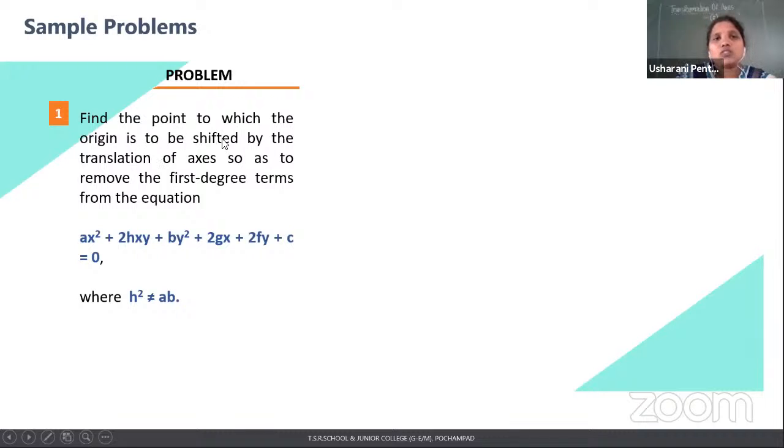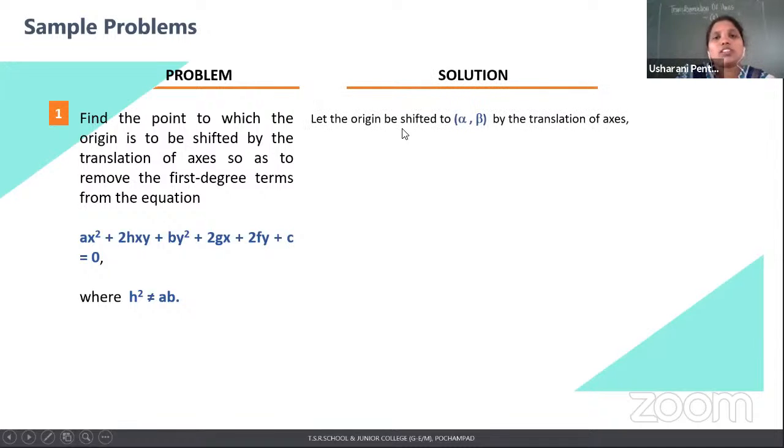Find the point to which the origin is to be shifted by the translation of axes so as to remove the first degree terms from the equation. They have given this equation. They are asking to find what the origin is to be shifted to. That is h comma k they are asking us to find. But in this equation, as we have h, I am considering the shifted origin as alpha comma beta. Let the origin be shifted to alpha comma beta by the translation of axes.